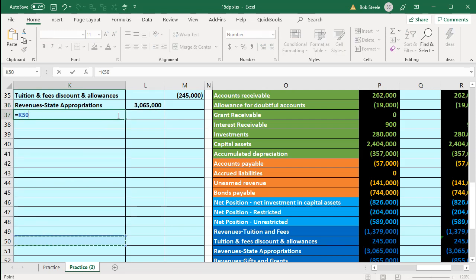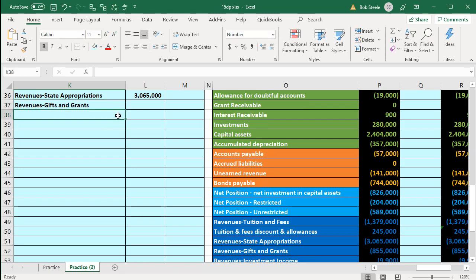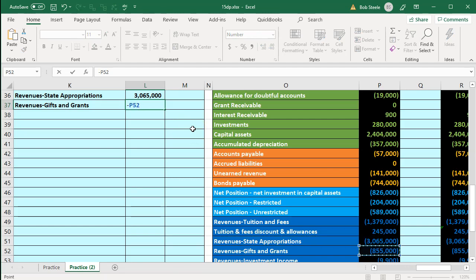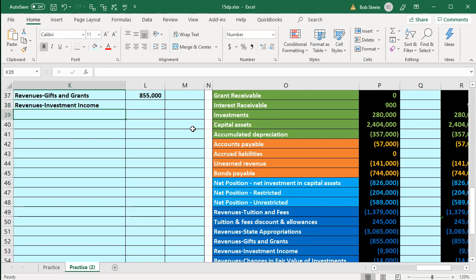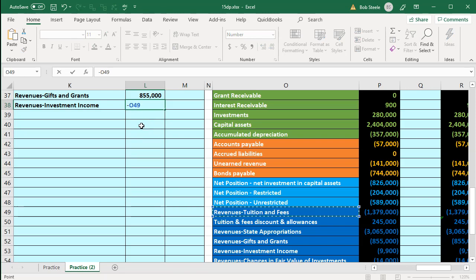We're going to say the next one is going to be the revenue for the gifts and grants. It has a credit balance, therefore we need to debit it. So in L37, we're going to say negative of the revenue related to the gifts and grants and enter. Next, we're going to pick up the next account, of course, which will be the revenue for the investment income. It has a credit balance. We need to do the opposite thing to it, which is a debit. So we will be in cell L38. I'm going to flip the sign by saying negative of that 9,000 and enter.